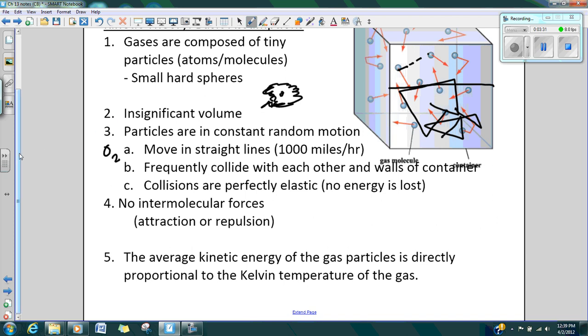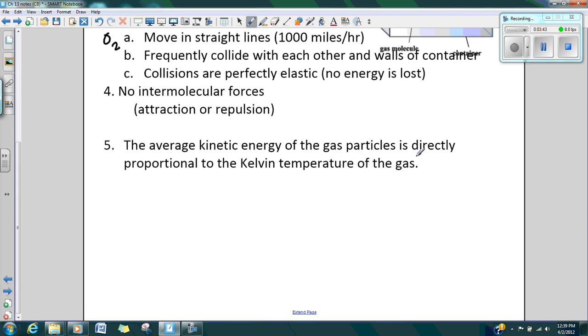There's not going to be any attractions there. Then the fifth point in the kinetic molecular theory says that the average kinetic energy of the gas particles is directly proportional. Remember, the word directly means that if one goes up, the other has to also go up, to the Kelvin temperature of the gas. So we are going to say that the average kinetic energy is proportional to temperature in Kelvin.